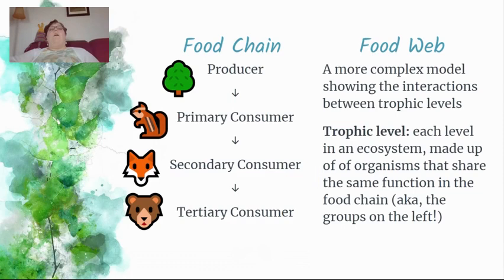As you move up to your secondary consumers, you've got herbivores and omnivores. And you get some of those at the tertiary consumer level, too. And then if I had included a quaternary consumer, that would be something at that point that is strictly a carnivore, something that is only consuming other consumers. So each one of those groups would be a trophic level because they share the same function in their respective food chains.